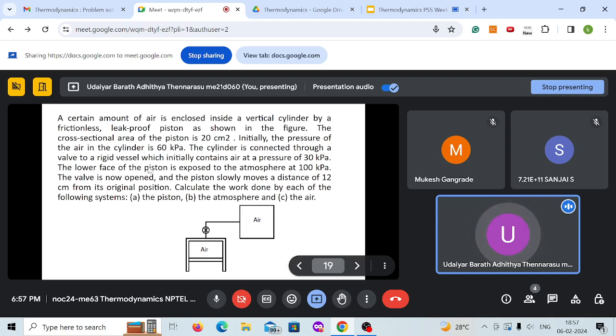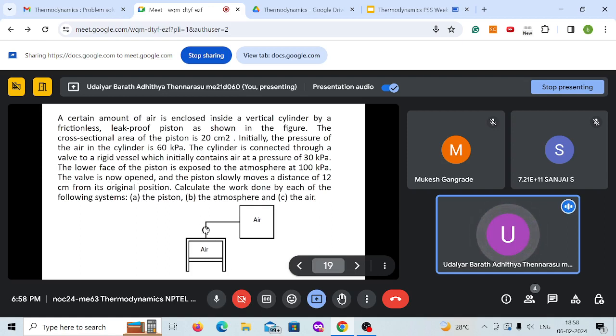The lower face of the piston is exposed to the atmosphere at 100 kilopascal. So if you see, initially the air is at 60 kilopascal and the atmosphere has 100 kilopascal. There is a pressure difference. Because of that, the atmosphere will compress the air inside to make it equalize. So the air will get compressed because of the atmosphere. Now what is done is the valve is opened.